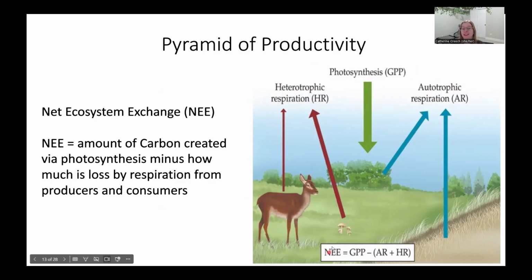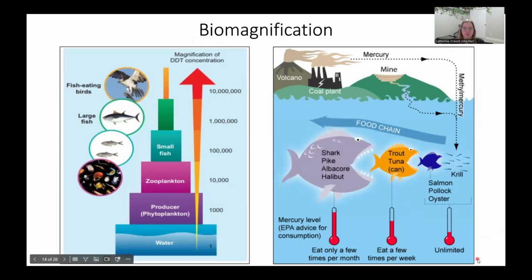Thus, our net ecosystem exchange is the total amount of organic molecules you make via photosynthesis minus how much respiration is going on from your autotrophs and your heterotrophs. So that's what's left over that could support more life.